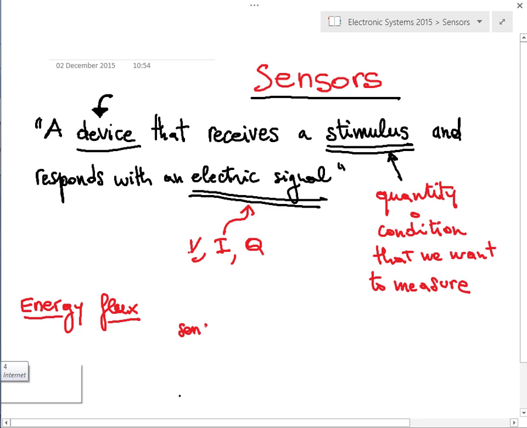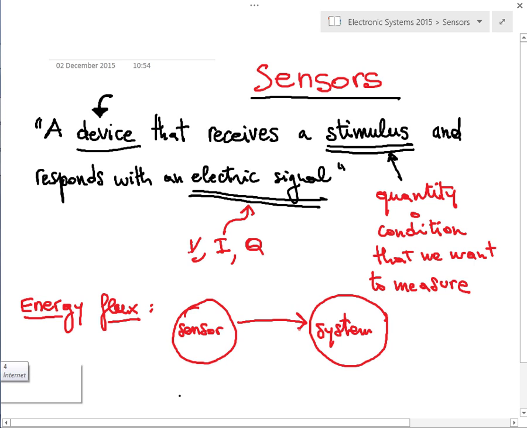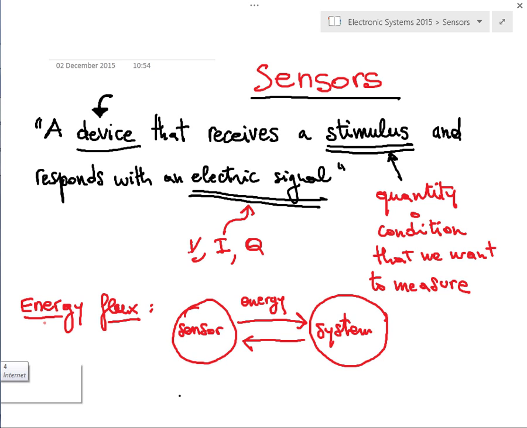So we have the sensor here, we have the system, the measuring system on the other part. We can have the energy flux in this direction or in the other direction. It really depends on the situation. It is important to observe the energy flux because very often the information runs with the energy. So we need to understand what's the direction of energy, because the flow of information follows the energy.